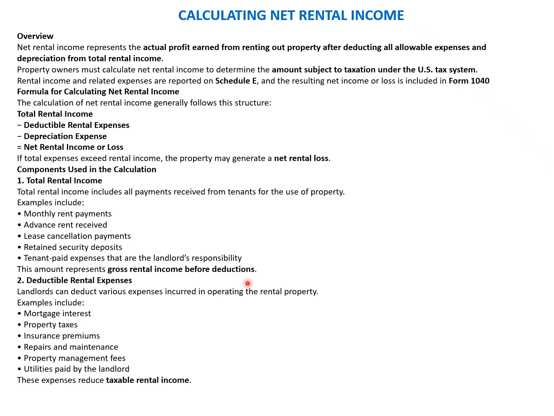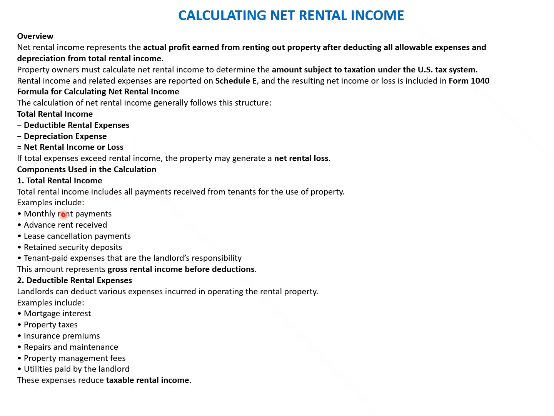Okay. So having understood what constitutes the gross rent, what the deductions are, and the concept of depreciation, now we'll understand the concept of net rental income, which is nothing but when we deduct all the deductible expenses from the gross rental income and we deduct the depreciation expense for that particular property, we get the net rental income. So deductible rental expenses will be deducted from the total rental income, depreciation expenses deducted, and then we'll have the net rental income or the loss, as the case may be.